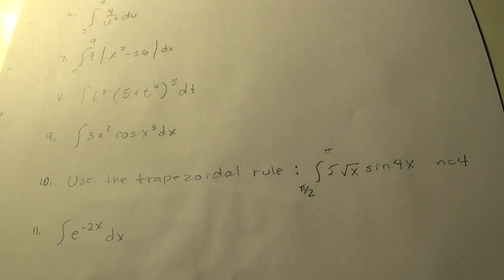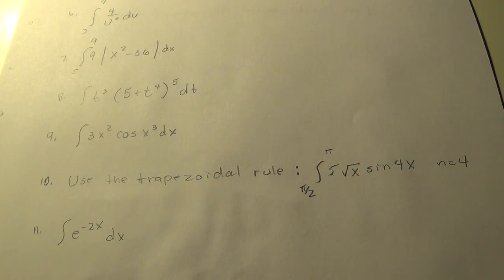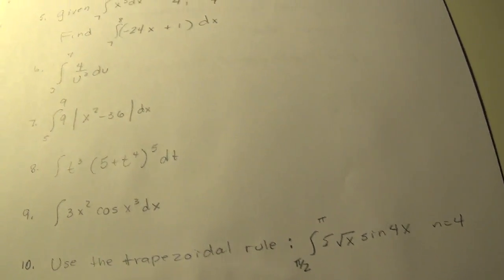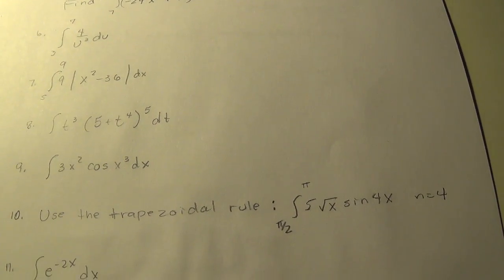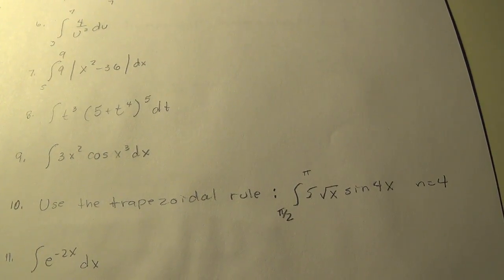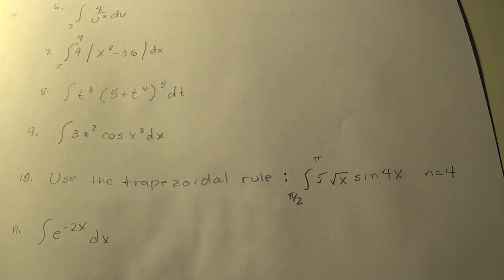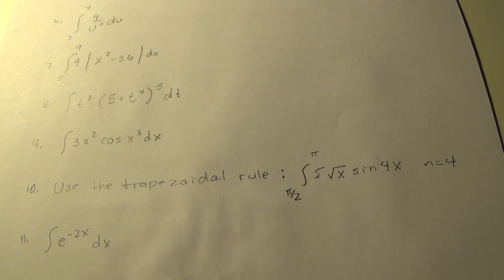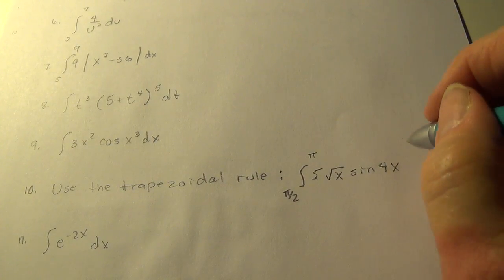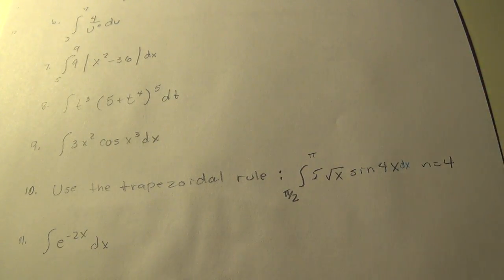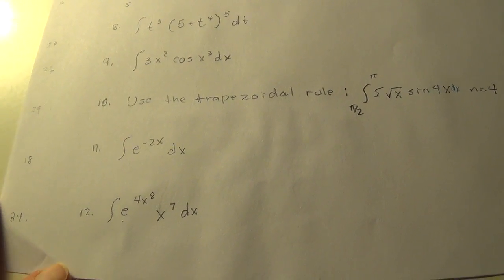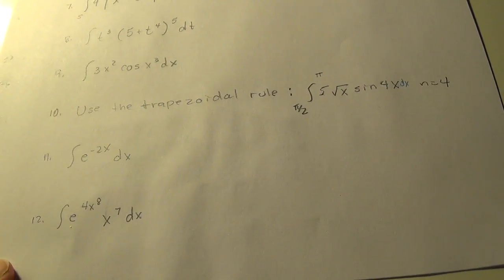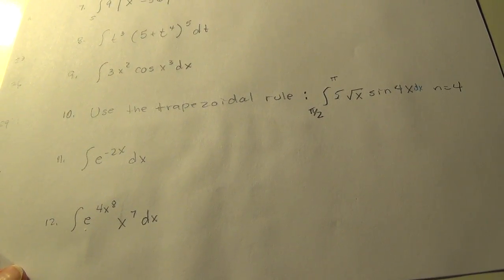Nine, 10, 11. Like we need a dx here. And 12. Alright, that'll start us on our review.